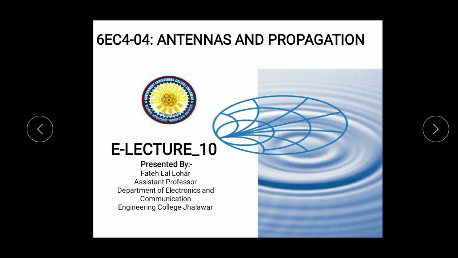In the last lecture, we discussed Huygens principle and rectangular aperture antenna structure. In this lecture, we will discuss circular type of apertures and design considerations of rectangular and circular aperture antennas.